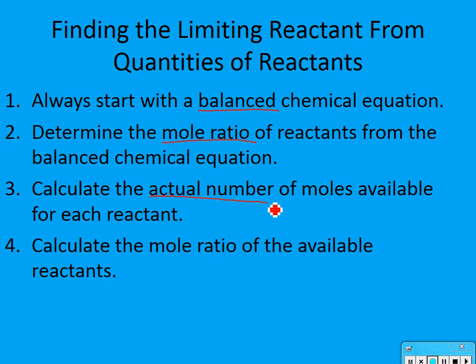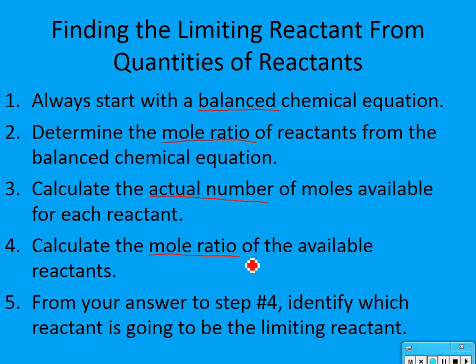So the actual number of moles available for each reactant. And then step 4, calculate the mole ratio of the available reactants. So again, we're going to do a mole ratio of the available reactants. This will make sense as we go through an example problem. Step 5, from your answer to step 4, you're going to identify the reactant that is going to be the limiting reactant.